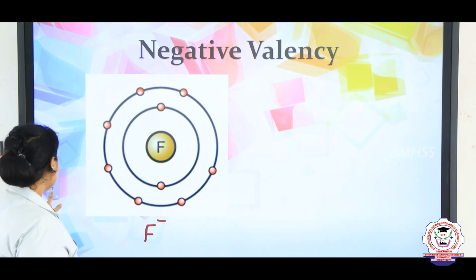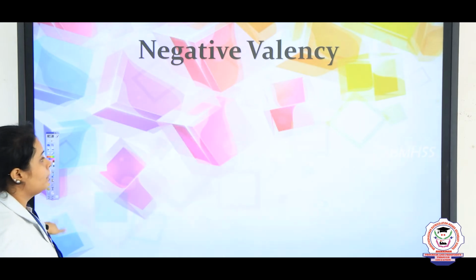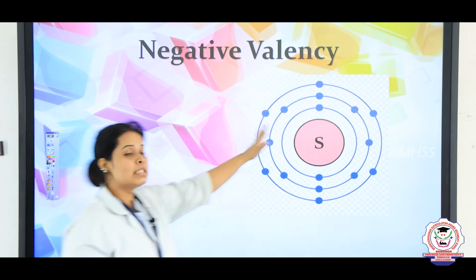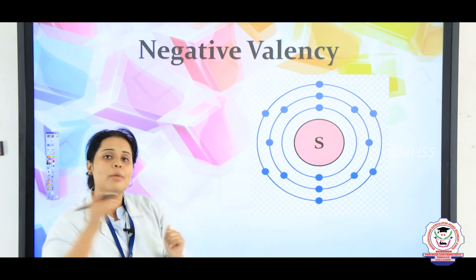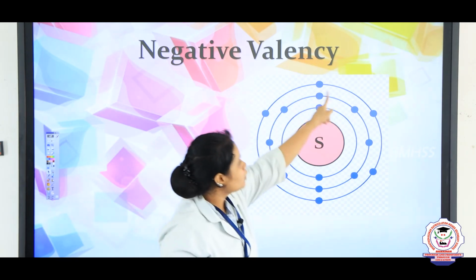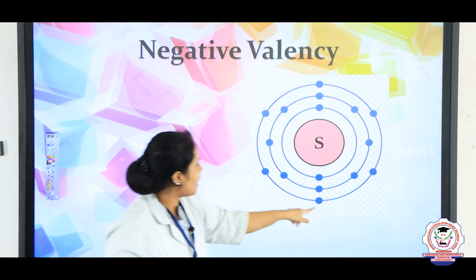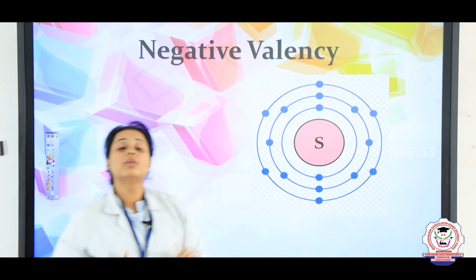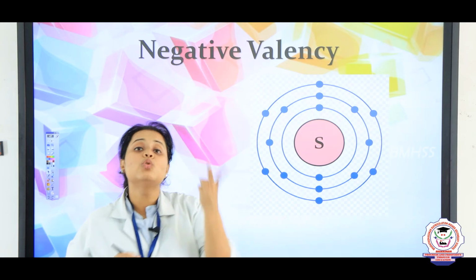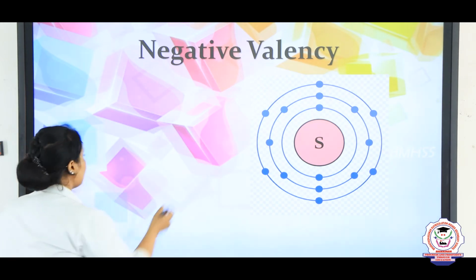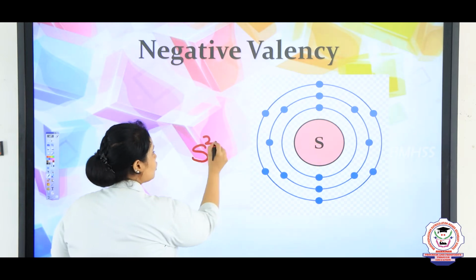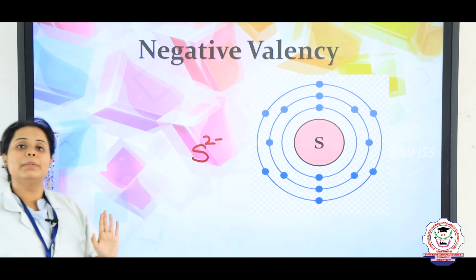Okay. In the same way, another example is sulfur. In the outer shell of sulfur, again, how many electrons are there? There are 1, 2, 3, 4, 5 and 6. So to become stable, it needs 2 more electrons. When it has 2 more electrons, it will become S2 minus and it will be stable.